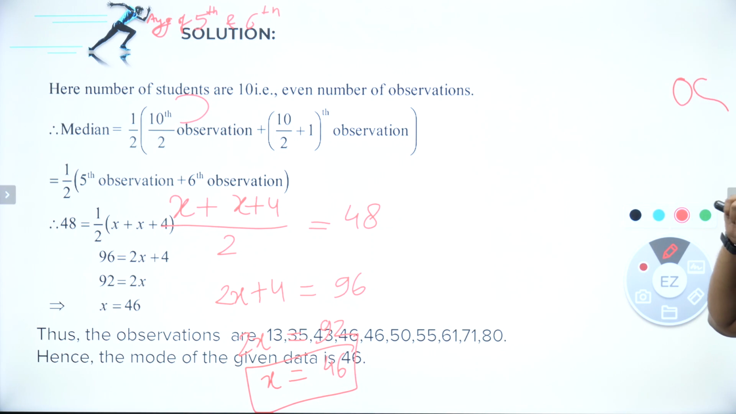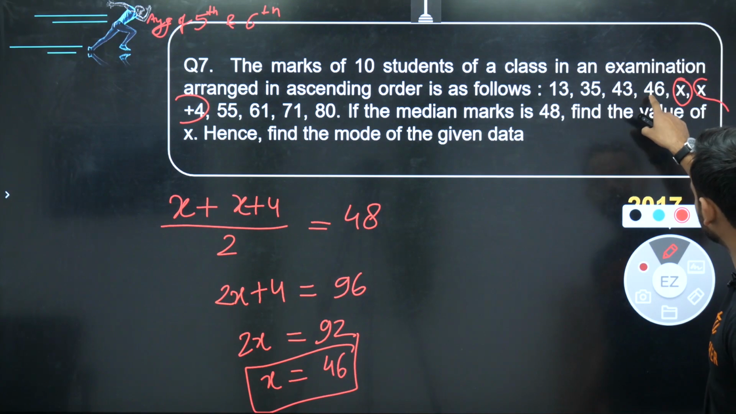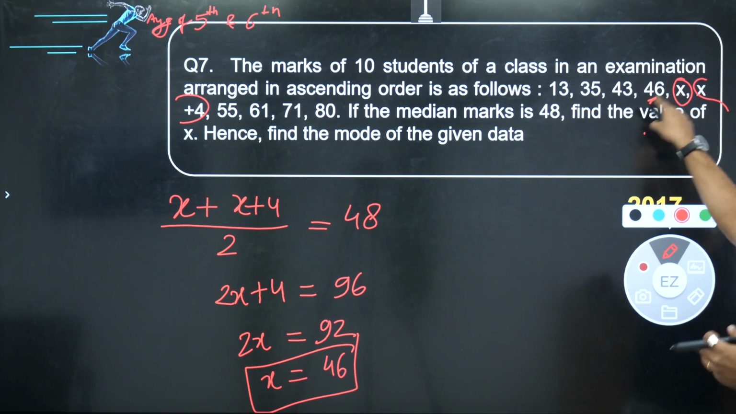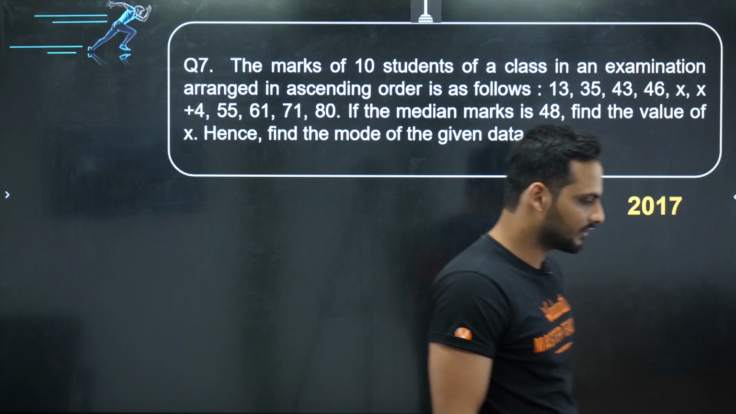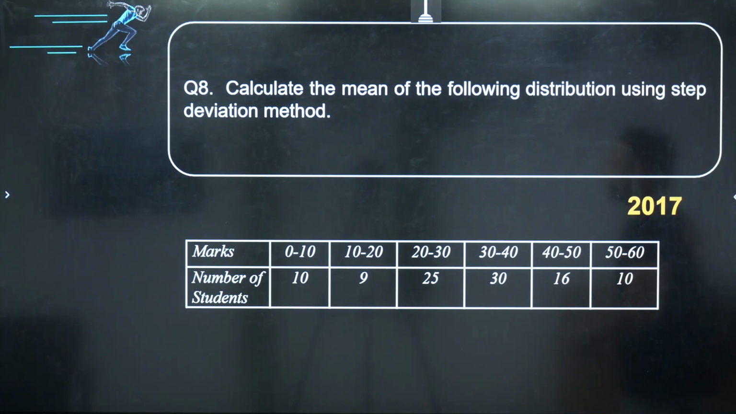Don't think, sir, how can it be 46? This value is also 46 here. So what? Two values can be equal. So what? By anywhere you can write. So this is going to be 46. Let's move to the next question.